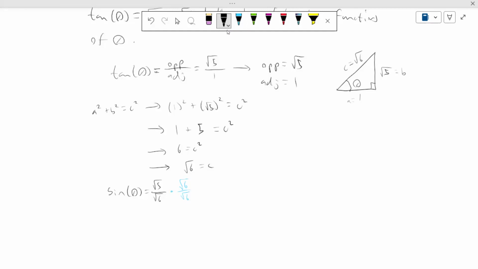Okay. But now we can simplify here, right? So we have square root of 5 times square root of 6, which is the same thing as square root of 30. And it can't be simplified any, right? The prime factors are 2, 5, and 3, so there's no perfect squares to pull out. So square root of 6 times square root of 6 is just 6 downstairs. So square root of 30 over 6. That's our sine of theta.